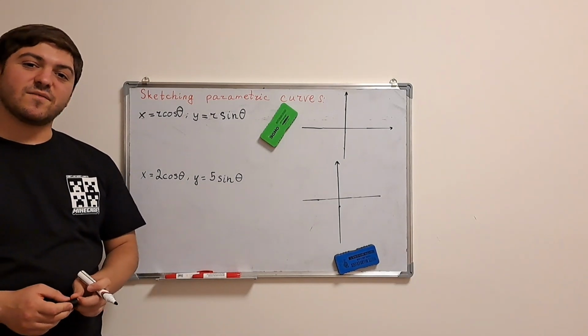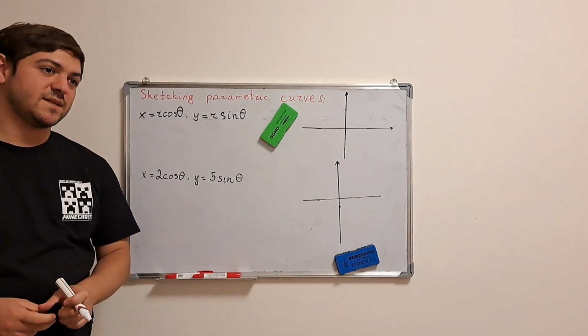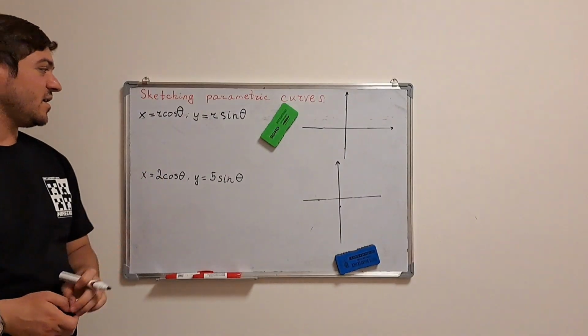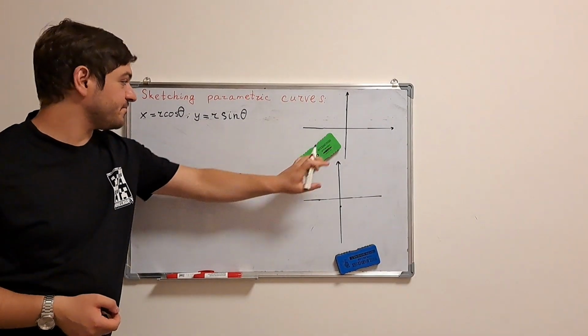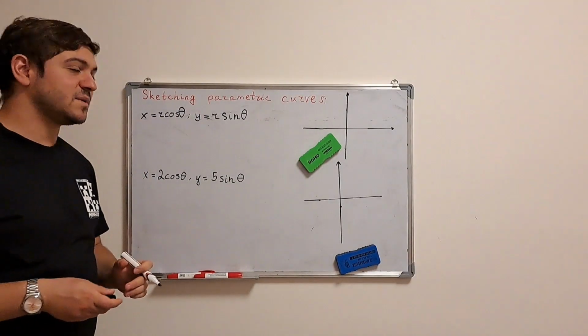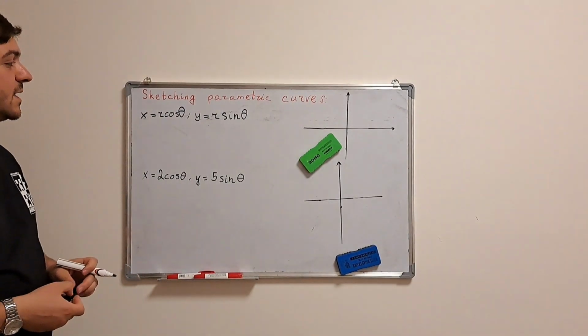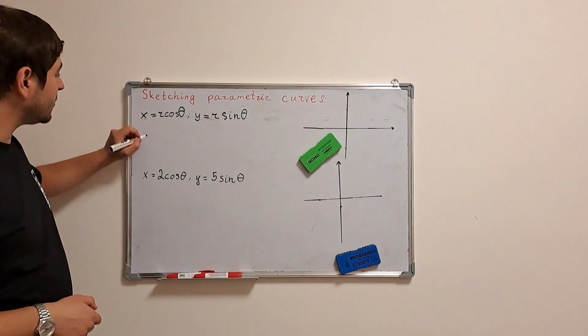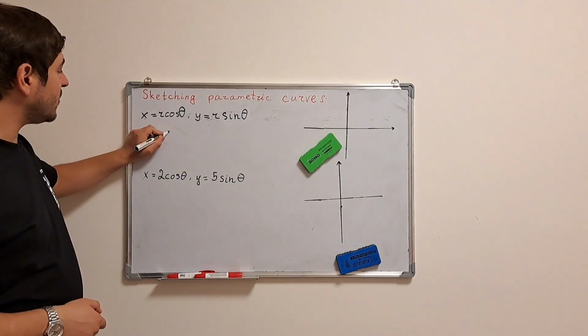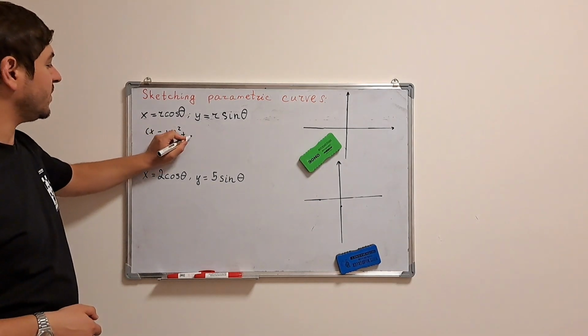In this video, we'll be covering how to sketch parametric curves. Here you can see x and y given by the following expressions. When we see those, at first it might seem confusing, but let's recall the formula for a circle. So the formula for a circle was the following.